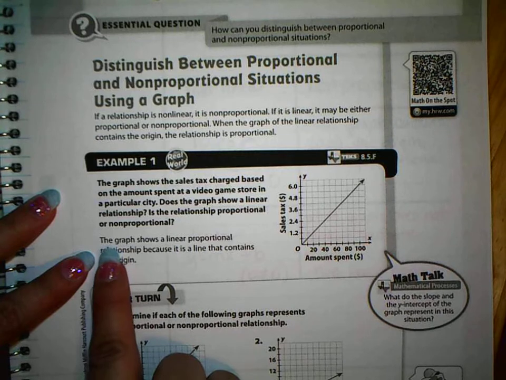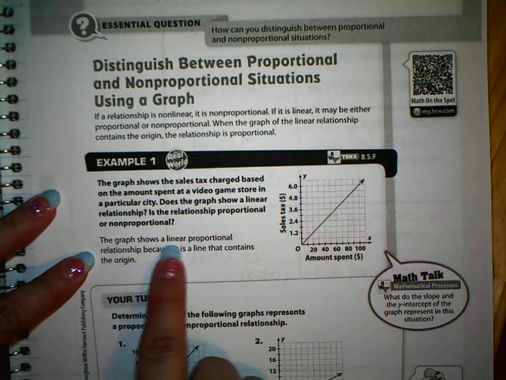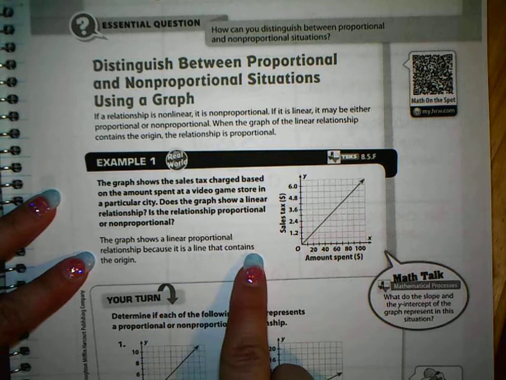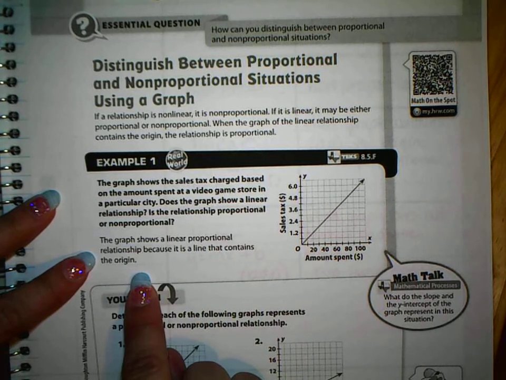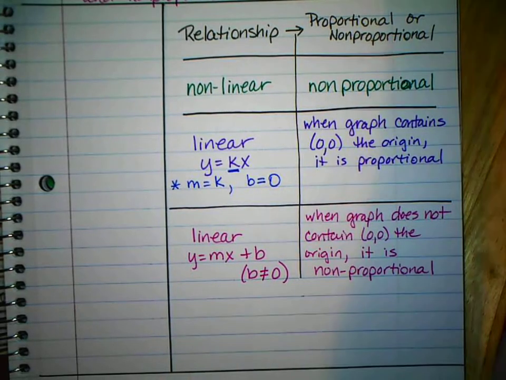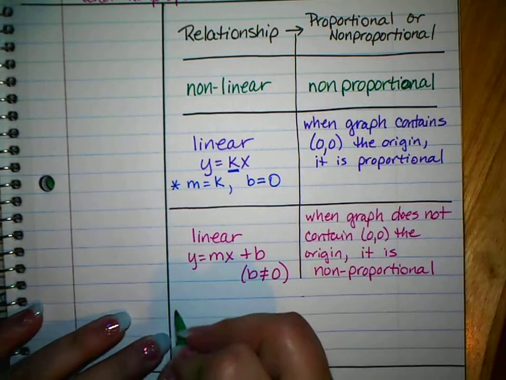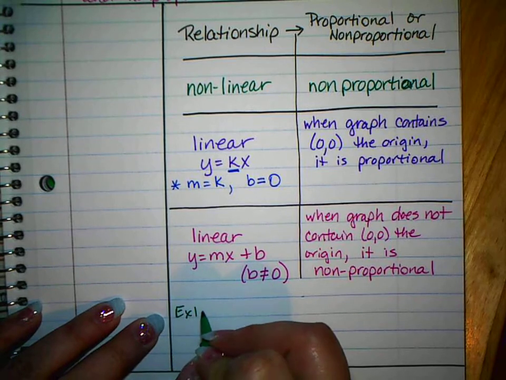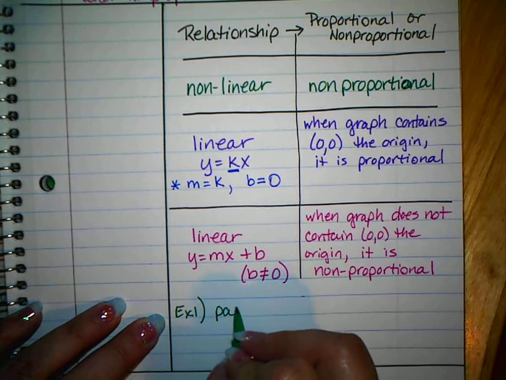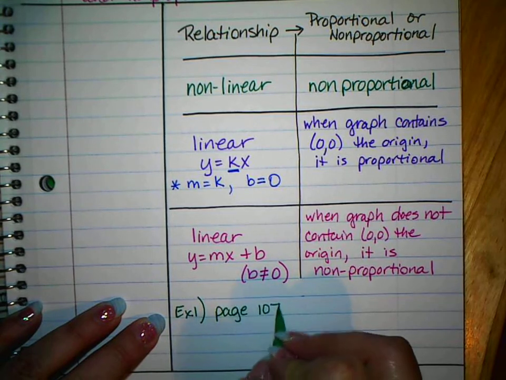So here's your explanation in the book. The graph shows a linear proportional relationship because it is a line that contains the origin. Now this is in the book. Let's put something in our notes here. So we're going to start with example 1. And I will note that we are looking at page 107.